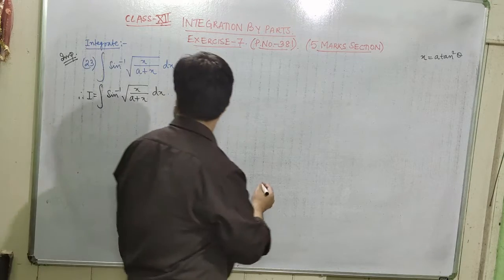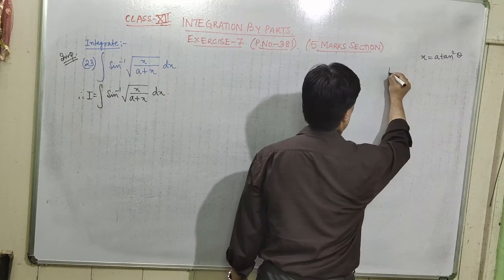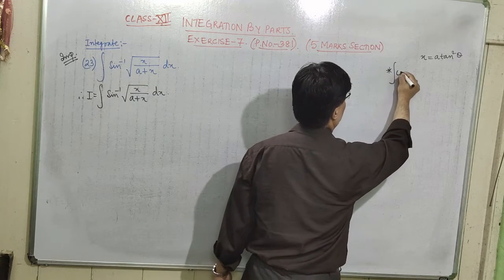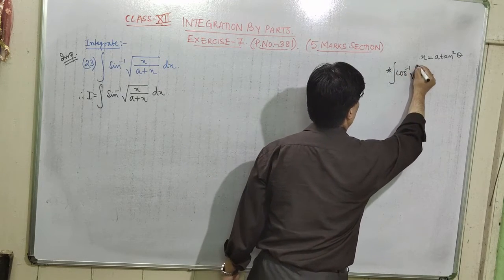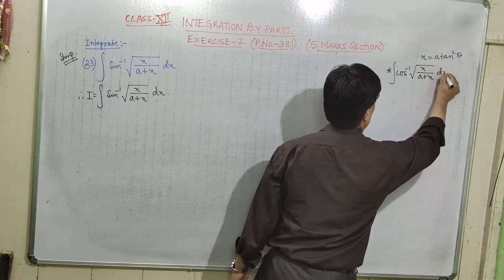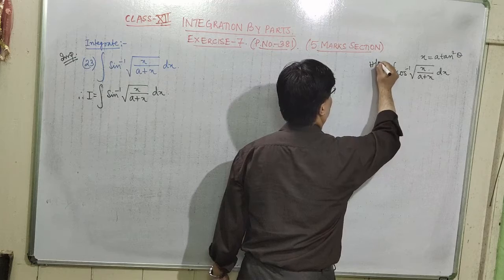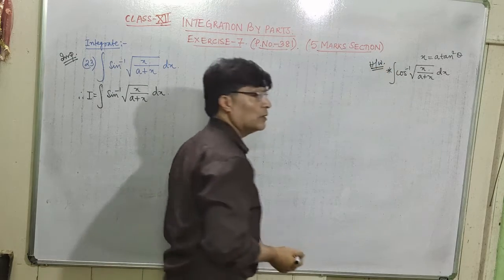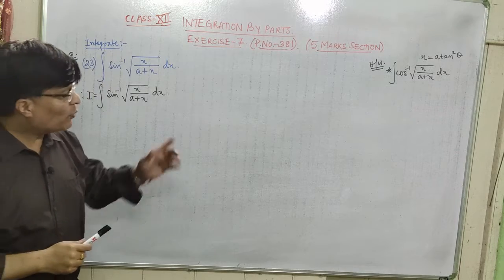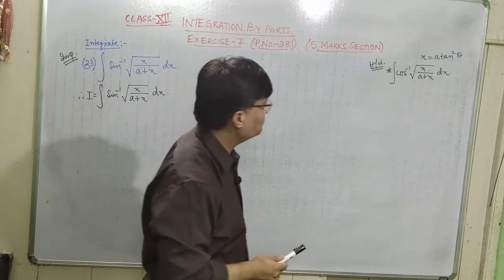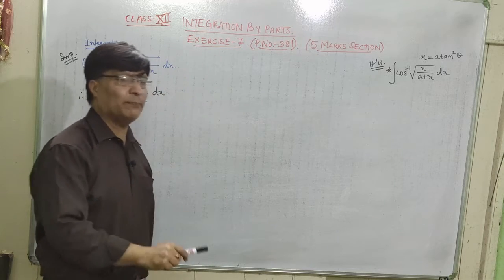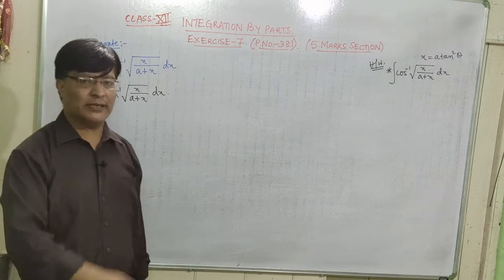You may have this problem also, that is the integration of, instead of sine inverse, cos inverse root over x upon a plus x, dx. You can do it at home. This is your homework. Instead of sine inverse there is cos inverse. So if you have the integration of cos inverse within root x upon a plus x, dx, how will you integrate it?